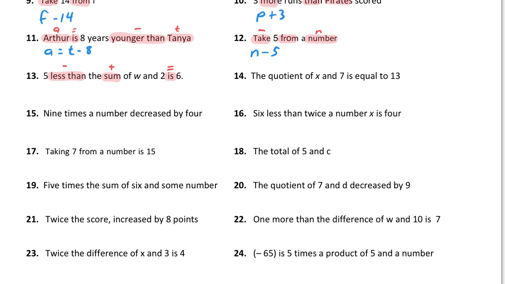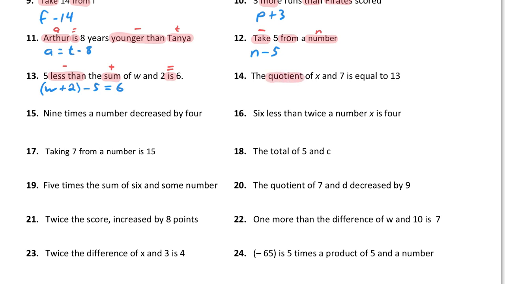So 5 less than the sum of w and 2. So we need to add w and 2 together. W and 2. But then we need to have 5 less than that. And that equals 6. Right? Let's take a look at it again and see if it makes sense. This means here 5 less than all of this, the sum of these two things, and that gives us 6.